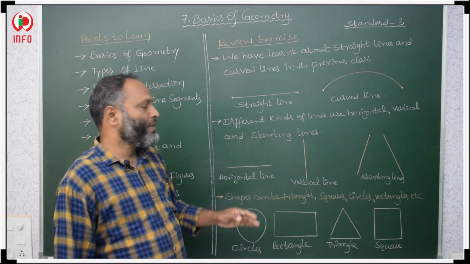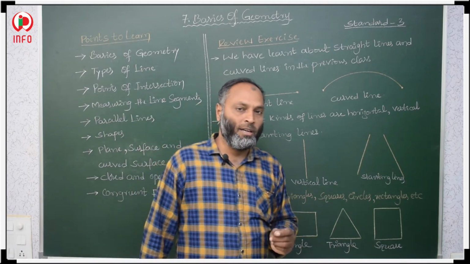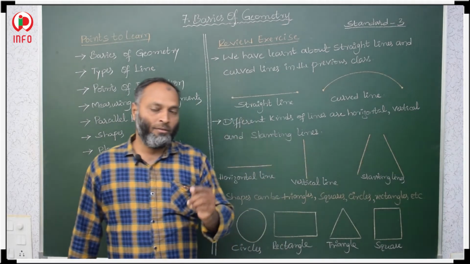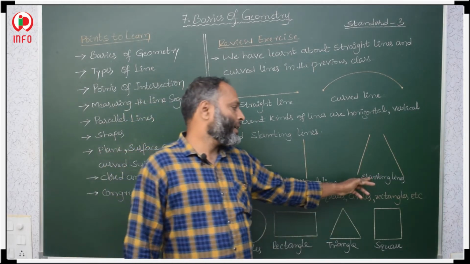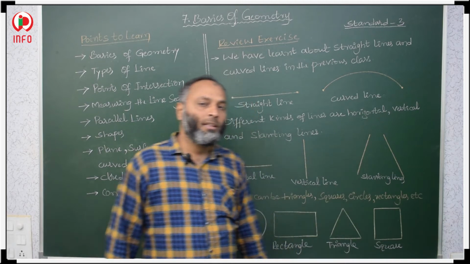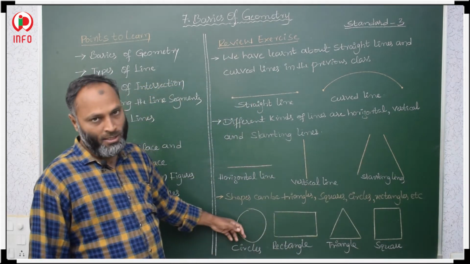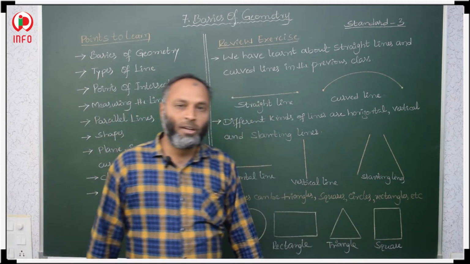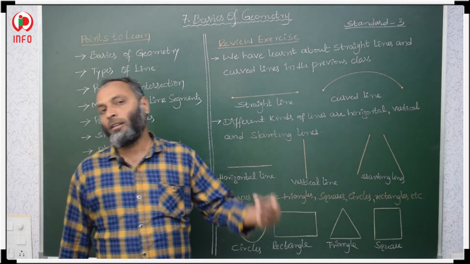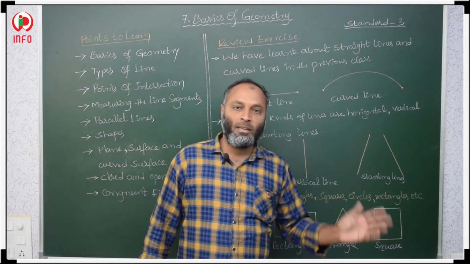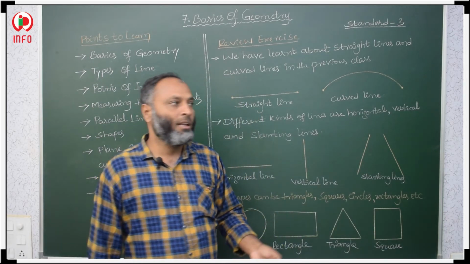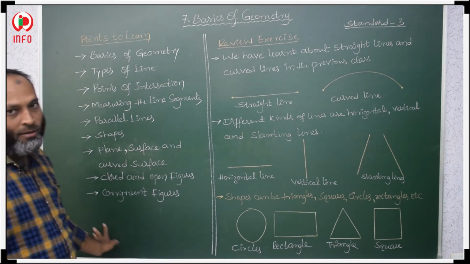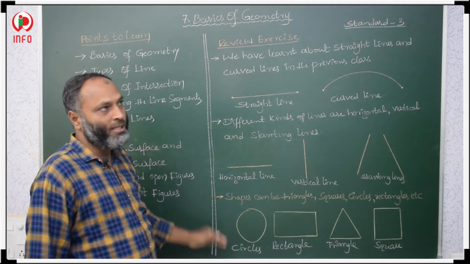Okay. So, what did we discuss? We discussed straight lines and curved lines, and after that the types of lines: horizontal lines, vertical lines and slanting lines. Then after that, shapes: circle, rectangle, triangle, square. These we already learned in the second class, the previous class, so this we recapitulate. Then after that, whatever the concepts are here, all these 9 concepts we are going to learn in this chapter.